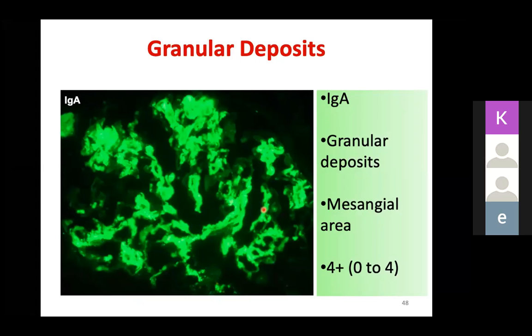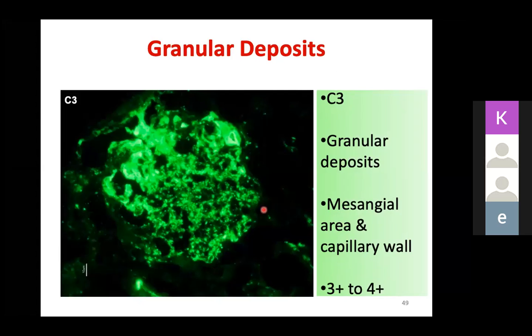Here again, now this is C3 stain, granular deposits. It's very hodgepodge, both in the mesangium and capillaries, very coarse deposits. So these are 3+ to 4+ mesangial and membranous granular deposits of C3.